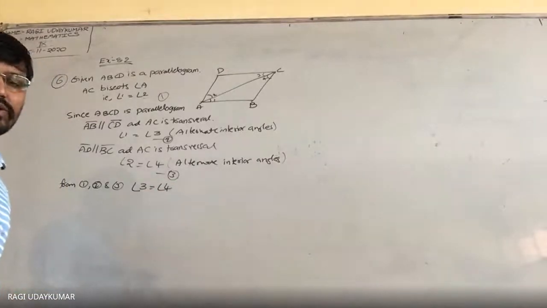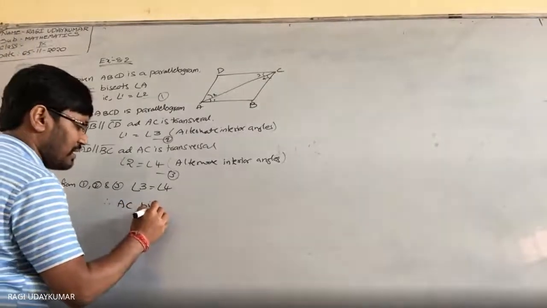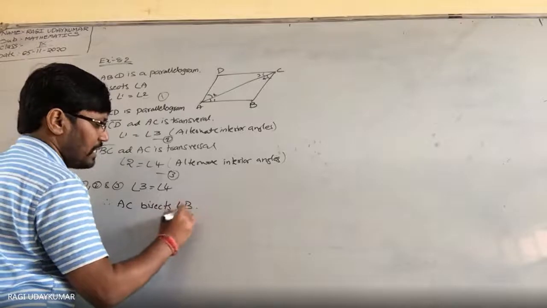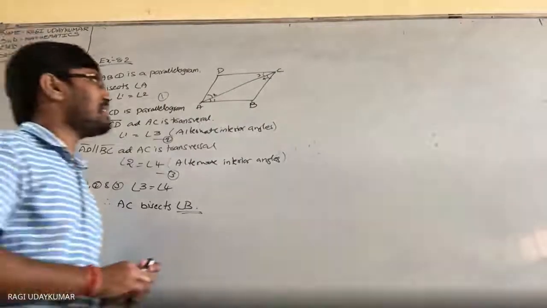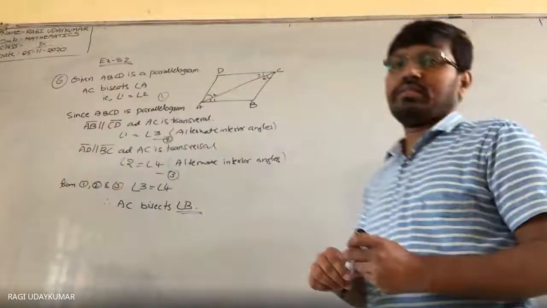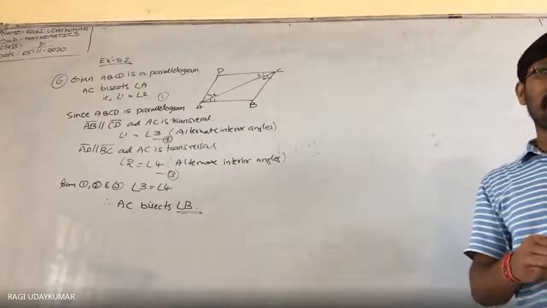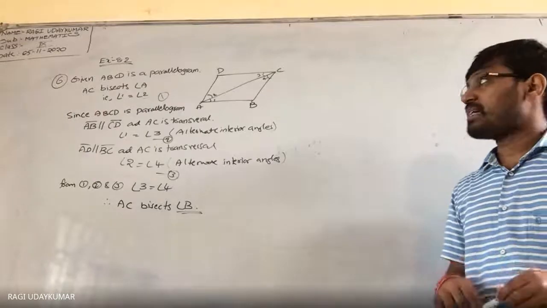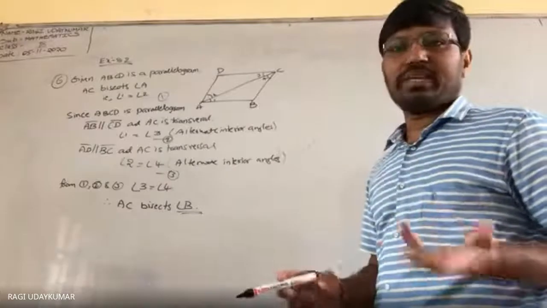Angle 3 is equal to angle 4. Therefore you can say that AC bisects angle C. Understood? And apart from that, you need to prove that ABCD is a rhombus. So how can we prove ABCD is a rhombus? What to prove here actually? Adjacent sides are equal. Yes sir. If we prove them equal, that's it.